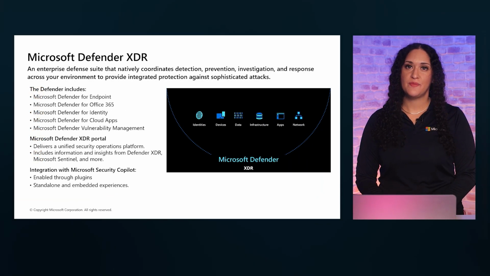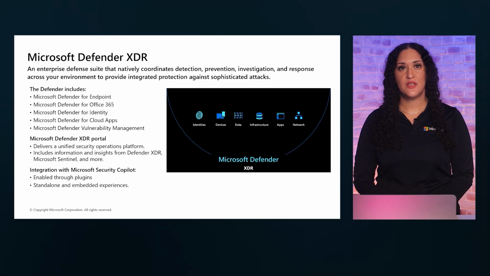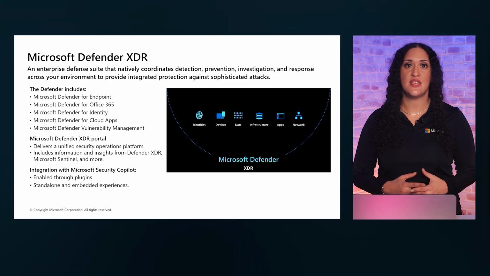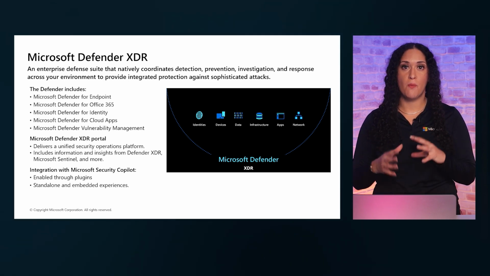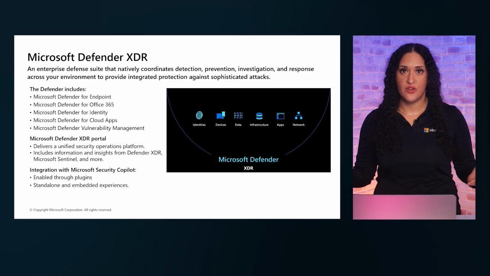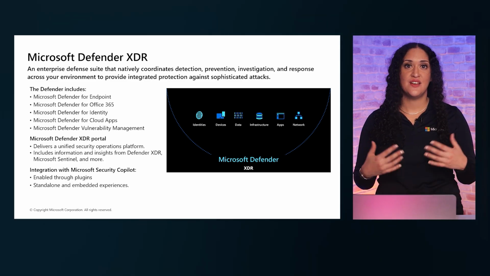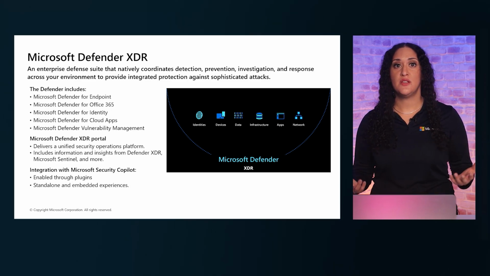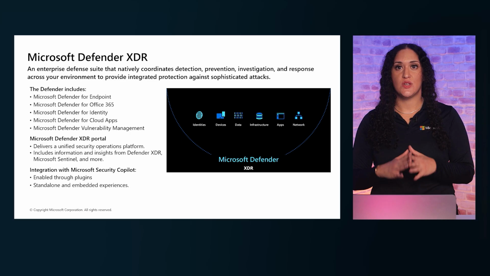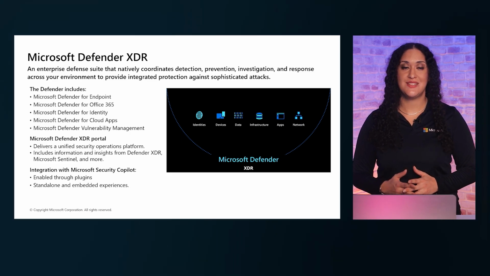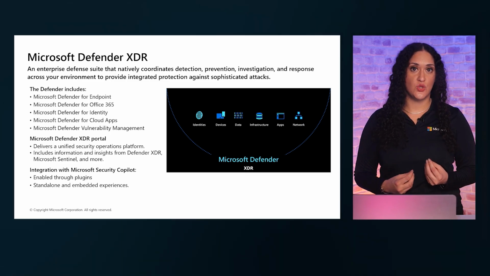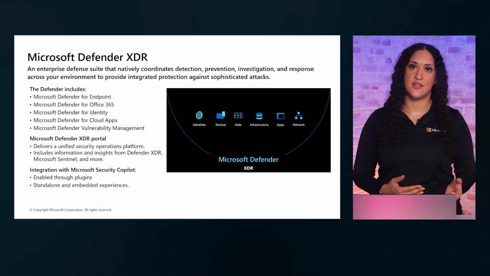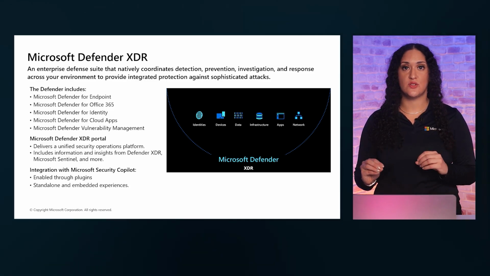Microsoft Defender XDR is an enterprise defense suite that brings together prevention, detection, investigation, and response across our identities, devices, email, applications, data, and infrastructure. It works by correlating threat signals from multiple Defender solutions, such as Defender for Endpoint, Microsoft 365, Identity, Cloud Apps, and Vulnerability Management, then presenting them through a single unified security operations experience in the Microsoft Defender portal. This unified approach helps us understand how an attack started, how it moved, and what assets were affected, instead of looking at isolated alerts or incidents from different tools.